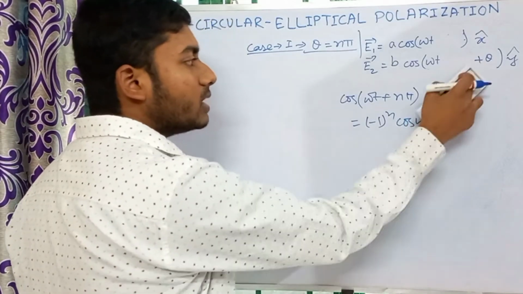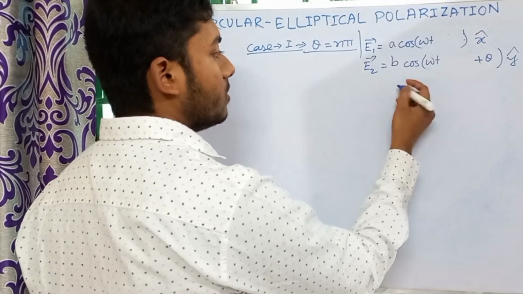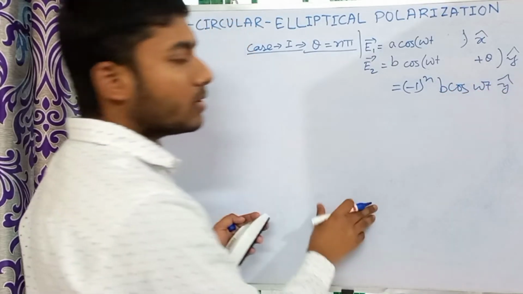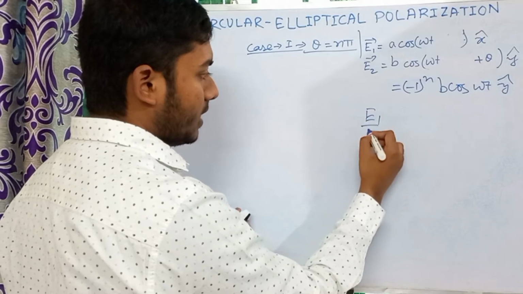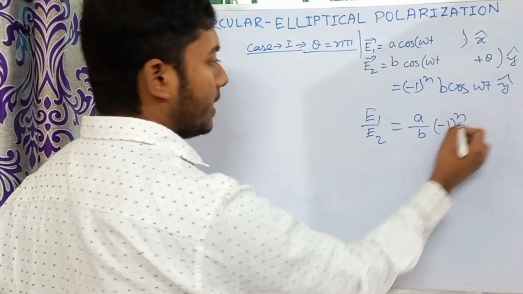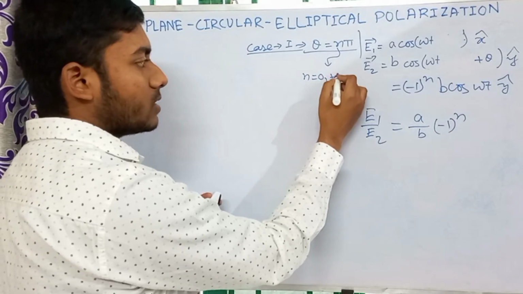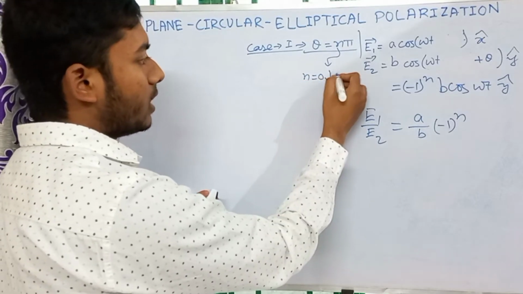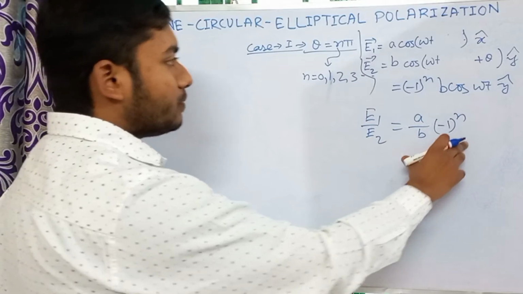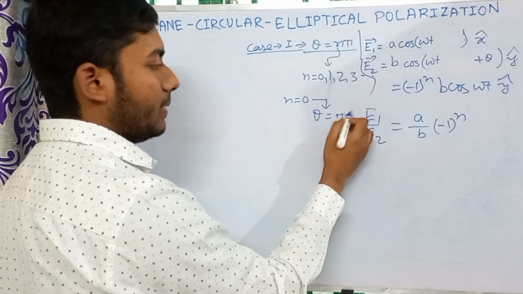Now if we put this here, this will be minus 1 to the power n times B cos omega t y cap. So when we divide E1 by E2, the magnitudes only, we will get A divided by B with a minus 1 to the power n. That will depend on the value of n that we put, that is n equals 0, plus minus 1, 2, 3 and so on. So when n equals 0, that means theta equals pi.